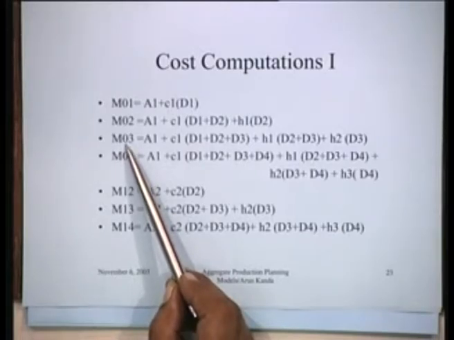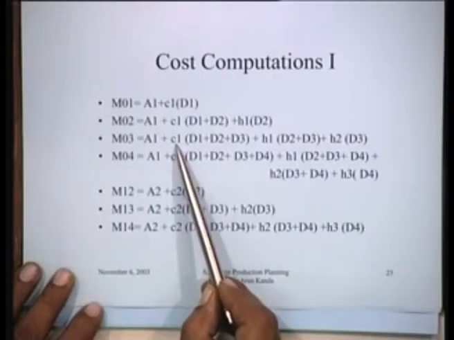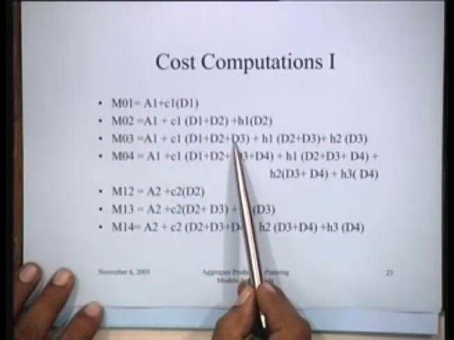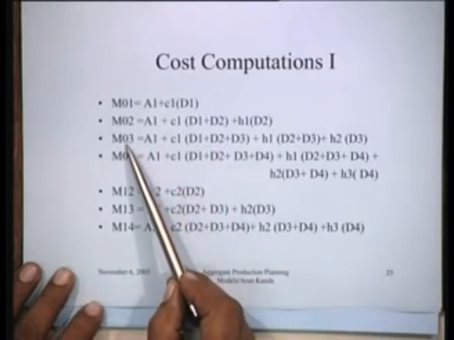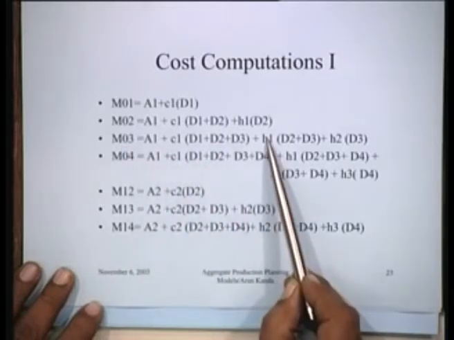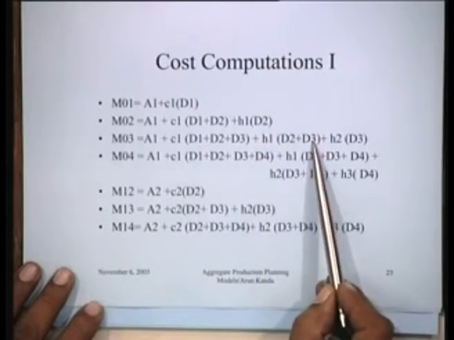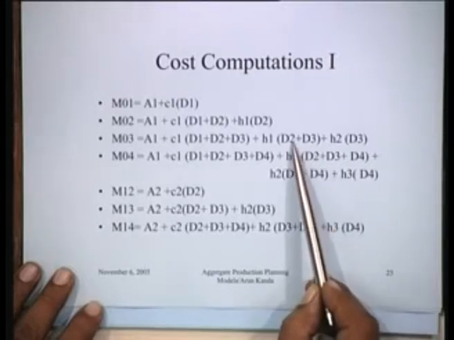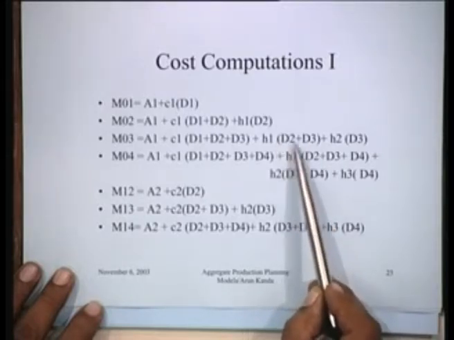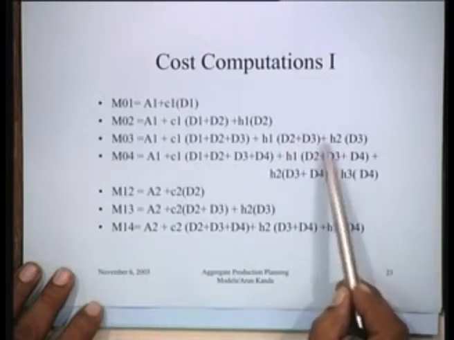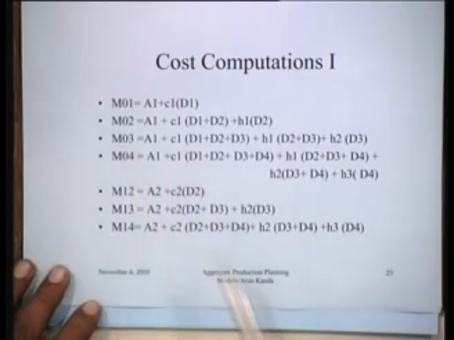Similarly M03 is slightly more complicated. It is the cost of producing in period 1 for the requirements of periods 1, 2 and 3. You understand now the significance of the interpretation. So this will be A1 plus C1 into production, which is now D1 plus D2 plus D3. This is taking place in the first period itself. Plus H1, what was consumed in the first period was D1, so D2 plus D3 had to be carried to the next period. And then D2 was consumed in the second period, so ultimately H2, in the second period you have to carry D3. So this becomes the total cost in M03.